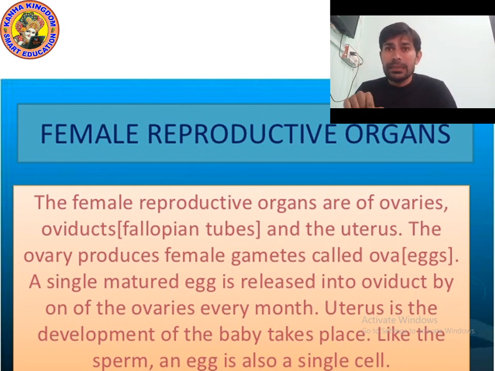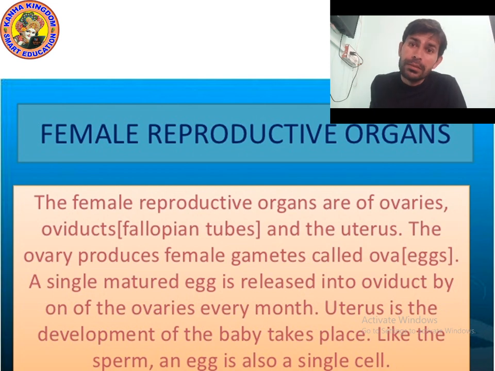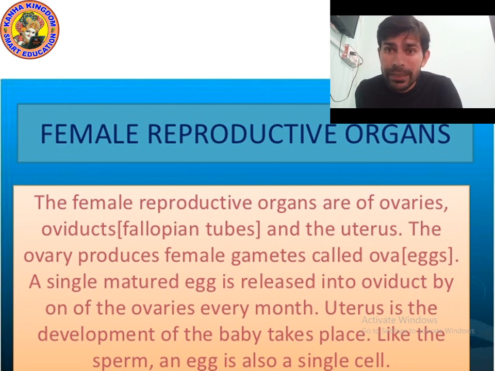At the center is the uterus, where the baby develops. The small gap is known as the cervix, and just below it the vagina is present. The wall of the uterus is known as the endometrium. There are three main parts of the female reproductive organ: ovary, oviduct, and uterus. Oviduct is also known as the fallopian tube.